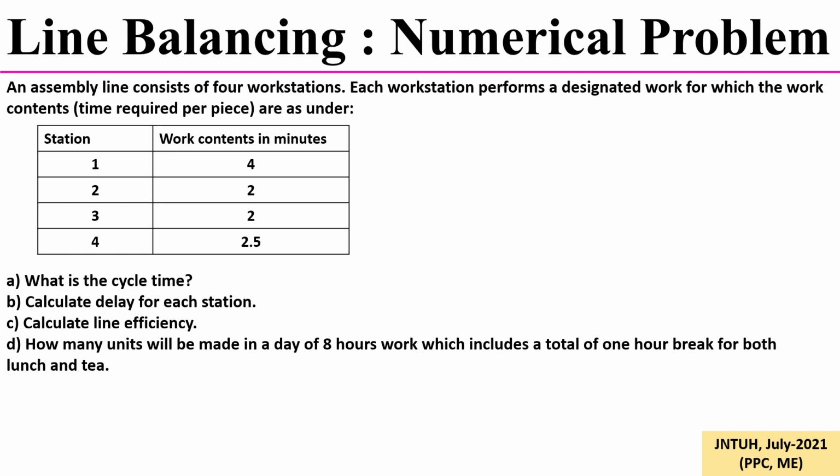Here the 4 workstations are given along with the time required for each piece. Then we have to determine: A, the cycle time; B, calculate the delay for each station; C, calculate the line efficiency; D, how many units will be made in a day of 8 hours of work, which includes a total of 1 hour break for lunch and tea. So let's see the solution.